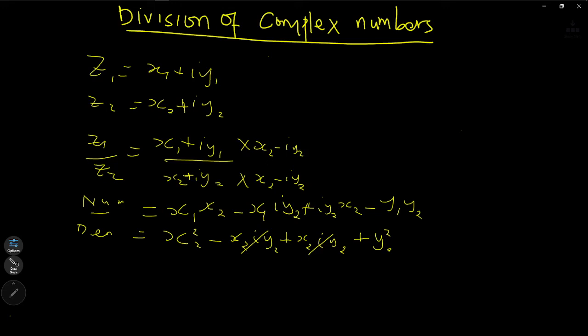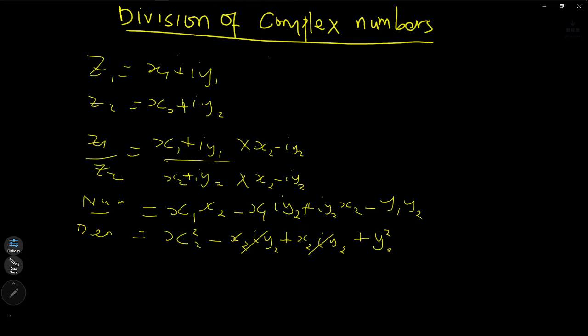Today I'm going to show you how to find the division of complex numbers. And so here we've been given our complex numbers z1 and z2. So let's say we're given z1 as x1 plus iy1 and z2 as x2 plus iy2.